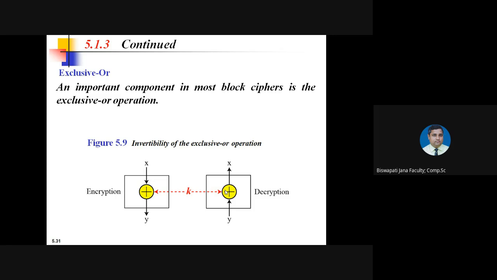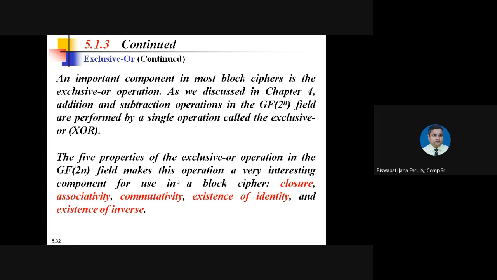That's why XOR is important. But without the key, you cannot decrypt the message from Y to X. Without the key, you cannot get the data. So XOR is one way, and using this, you can get the data. So this is the technique of XOR, and XOR has closure, associativity, commutativity, existence of identity, and inverse. So this is why XOR is very important in the field of data encryption.